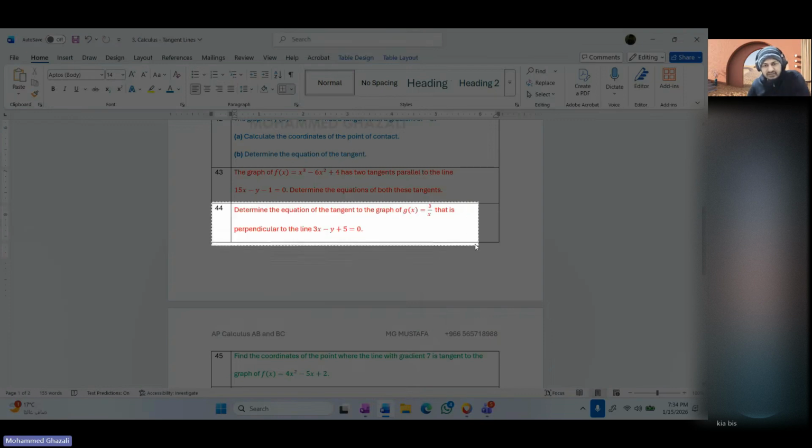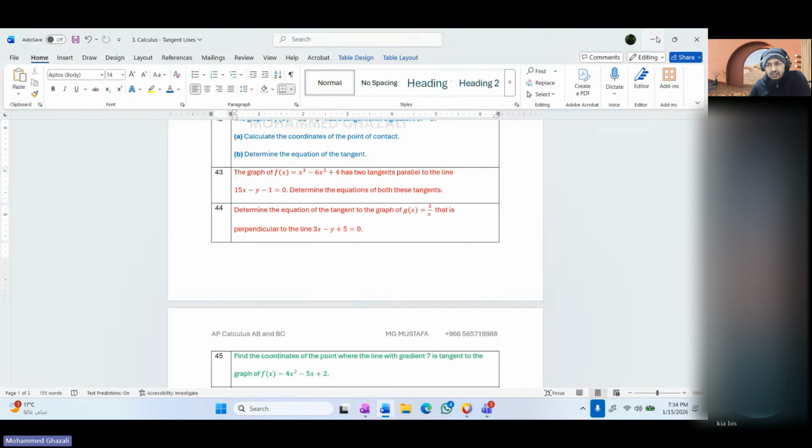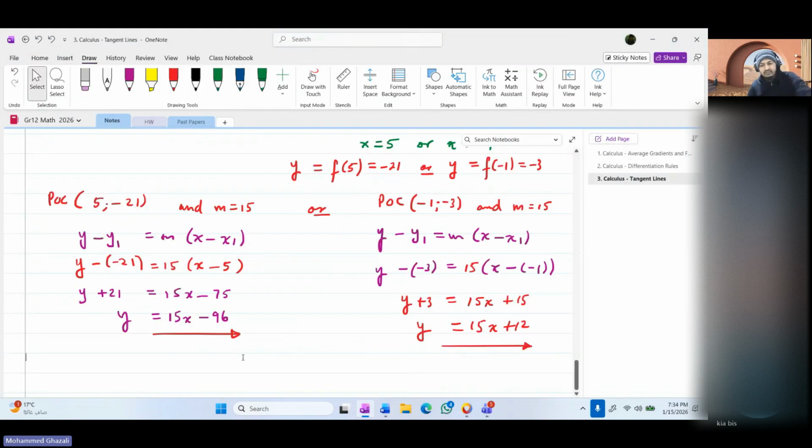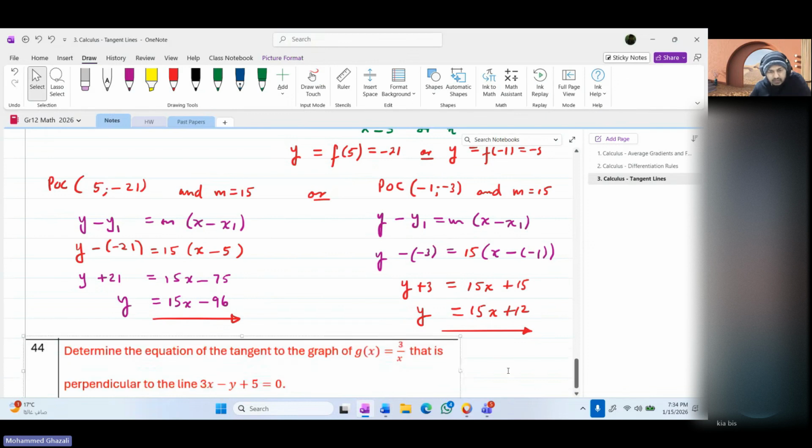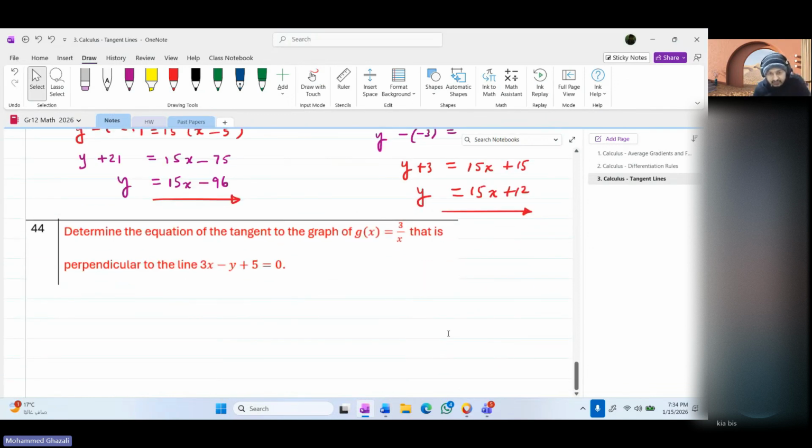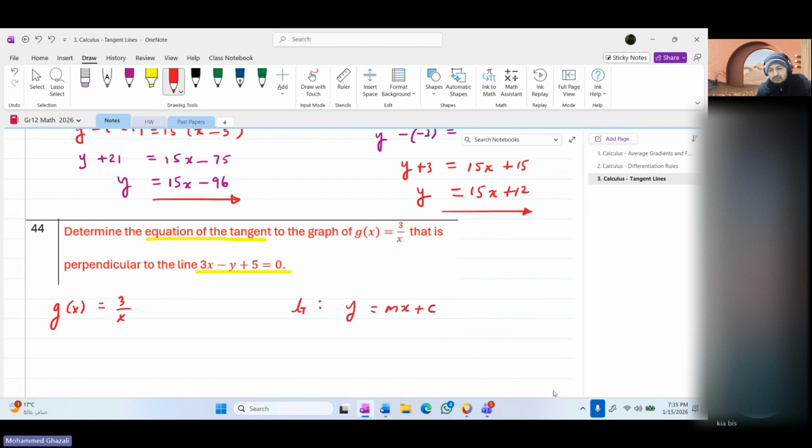Similar question to what we have just done. Just read the question carefully so you can understand it. Determine the equation of the tangent to the graph. The graph is g of x, 3 over x. Let me write it down. G of x is 3 over x. That is perpendicular to the line. So we want to find the equation of the tangent that is perpendicular to this line. So this is g of x, and this is my tangent line, let's call it LT, which is y is equal to mx plus c.